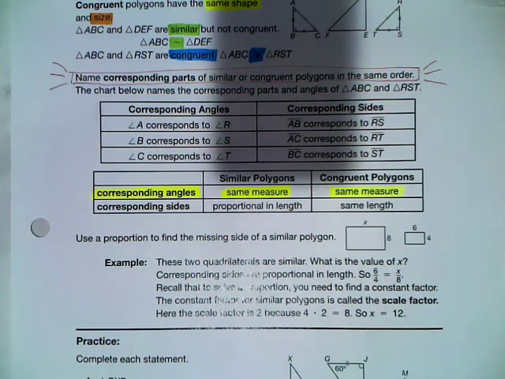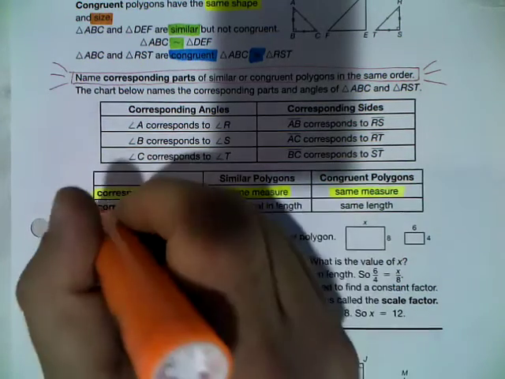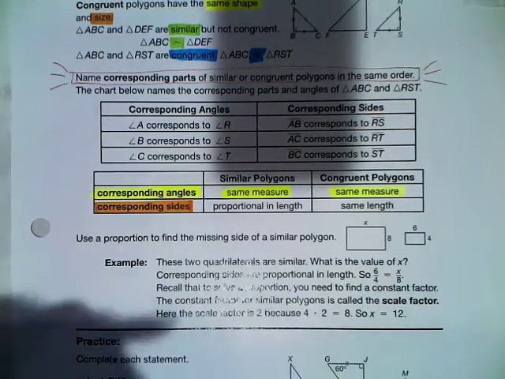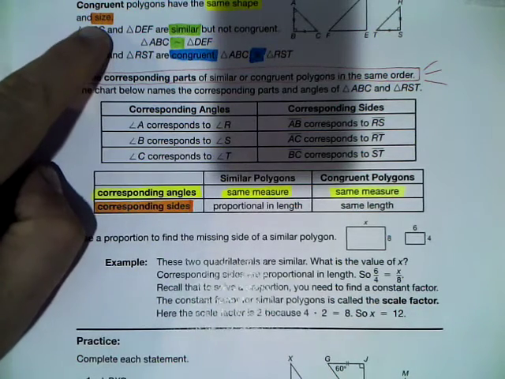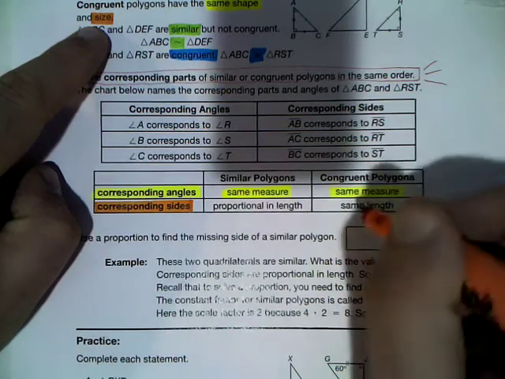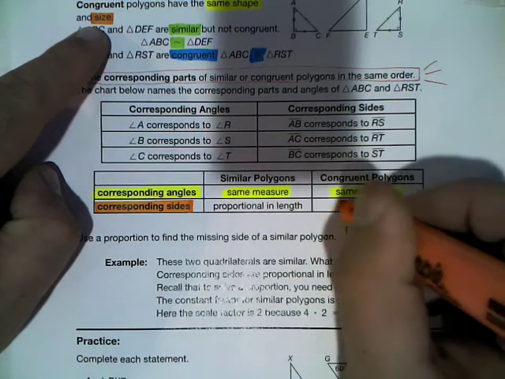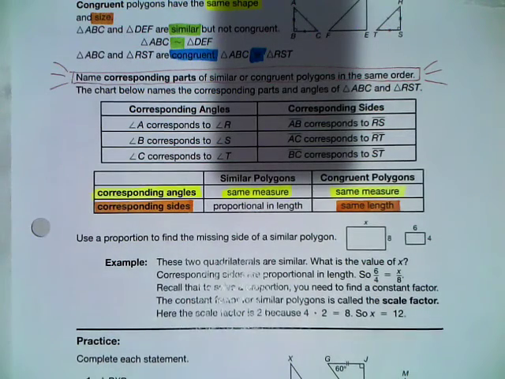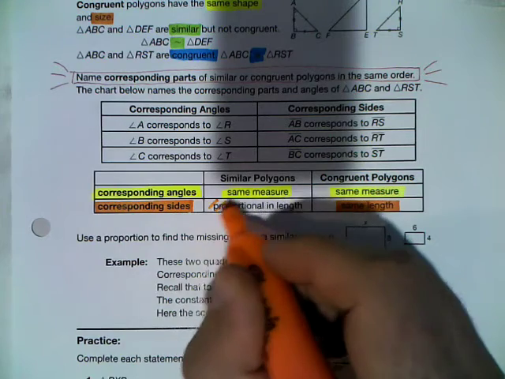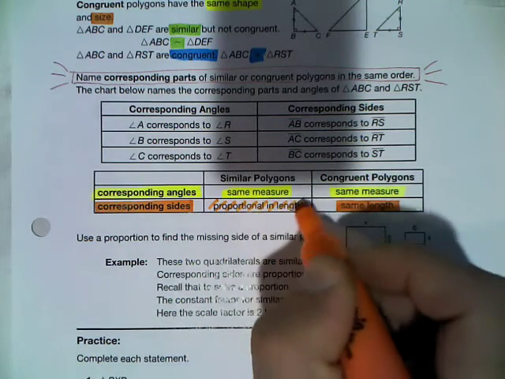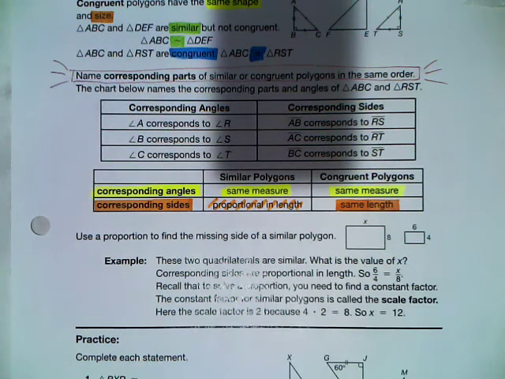So if the angles control the shape of the figure, it's the sides that control the size of the figure. So in orange here, corresponding sides will control the size. If they're congruent polygons, they have the same size, so they must have the same length of corresponding sides. However, similar polygons do not have to have the same size, but there's still a relationship. The relationship here, though, is that they're proportional. Corresponding sides in similar figures will be proportional.